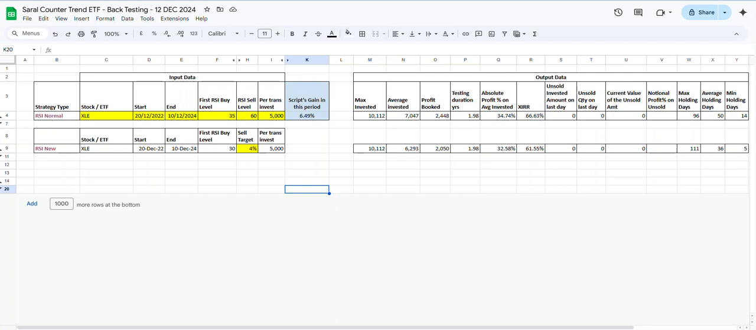So we have backtested this system, and the modification that we have made is that in the new RSI system, we have kept the targets very small. We are going to keep the target of only 3%. And the system will buy every time there is a buy trigger, say worth $5,000, and we will initiate the first buy when the RSI reaches the 35 level. You can always modify this. It can be 30, 40, whatever you prefer.